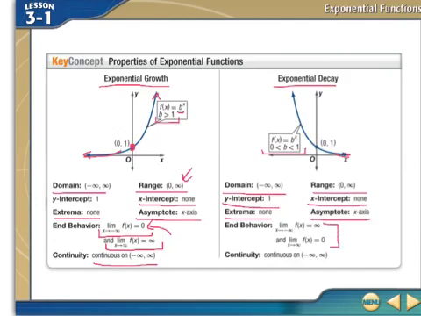That end behavior is noted here. The left end is moving towards infinity, so as x approaches negative infinity, y is approaching infinity, and as x approaches positive infinity, y is approaching 0. And for continuity, it's a continuous function, so therefore it's continuous on the interval from negative infinity to infinity.